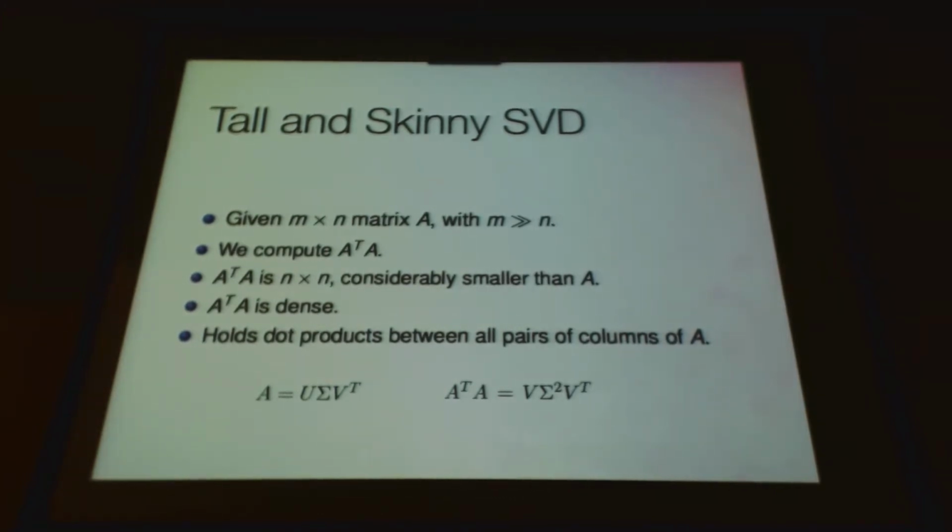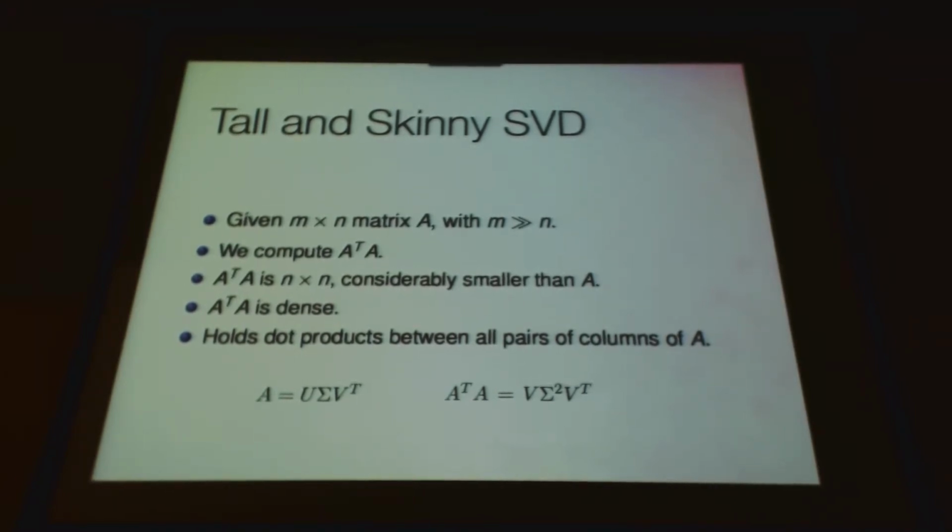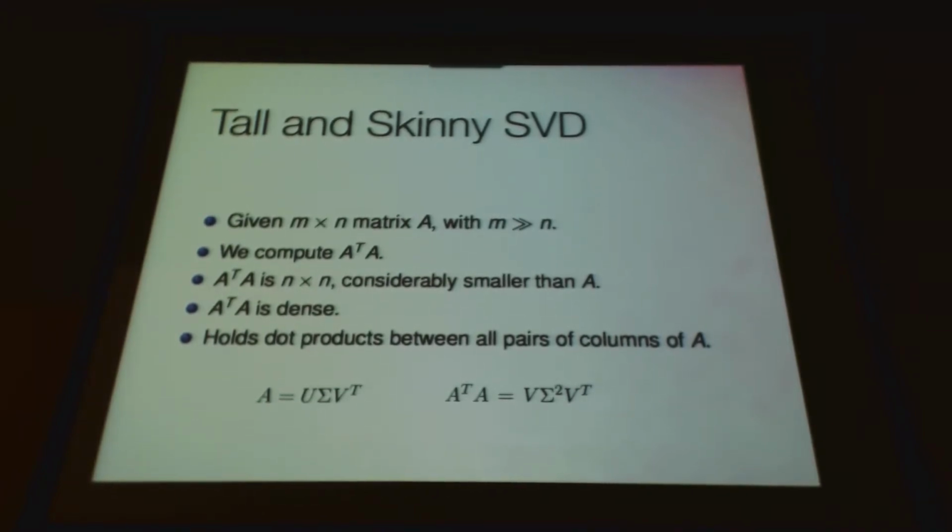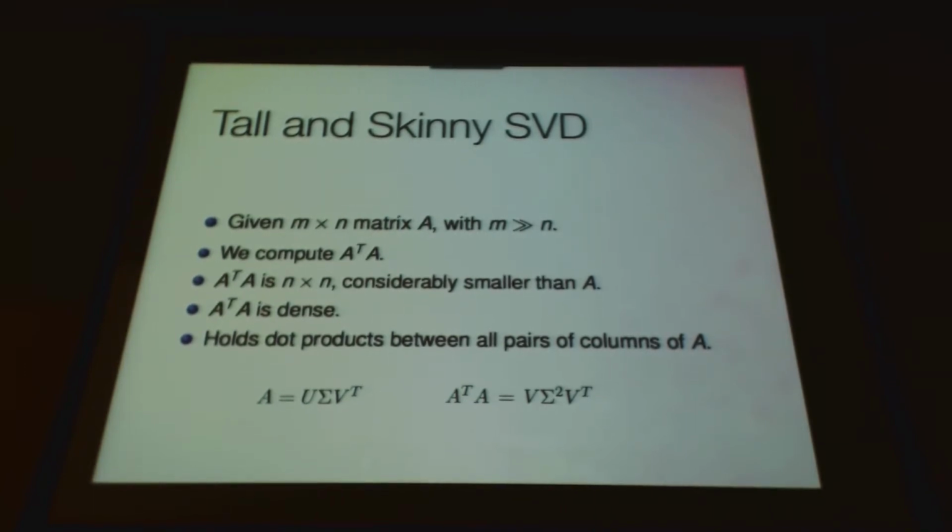So this is the singular value decomposition of A. You write it as U sigma V transpose. U is unitary, sigma is diagonal, V is also unitary. A transpose A, because U and V are unitary, has an SVD that looks a whole lot like the SVD of A, but it's missing U, and it squares the singular values. Sigma is a diagonal matrix, so when you raise it to a power, it just raises the diagonal entries to that power.